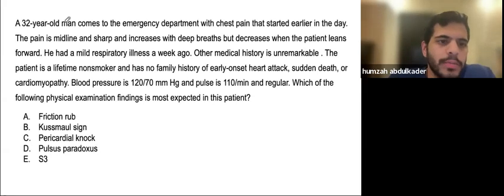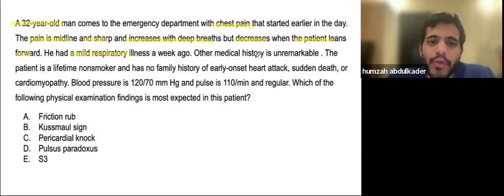Okay. A 32-year-old man comes to the emergency department with chest pain that started earlier in the day. The pain is midline and sharp and increases with deep breaths, but decreases when the patient leans forward. He had a mild respiratory illness a week ago. Other medical history is unremarkable. The patient is a lifetime non-smoker and has no family history of early onset heart attack, sudden death, or cardiomyopathy. Blood pressure is 120/70, pulse is 110 and regular. Which of the following physical examination findings is most expected in this patient? Okay. Answer here is A.